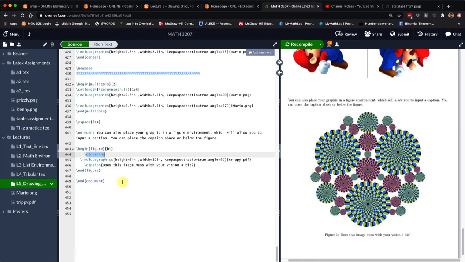And I can do a centering command to center the whole image. Here I did include graphics. I set the height and width to 7 by 10. Keep aspect ratio true, which once again is probably ignoring this height equals 7 inch, because I kept the command keep aspect ratio true in there. If I set it to false, it'll probably change the size of it a little bit. Let's see.